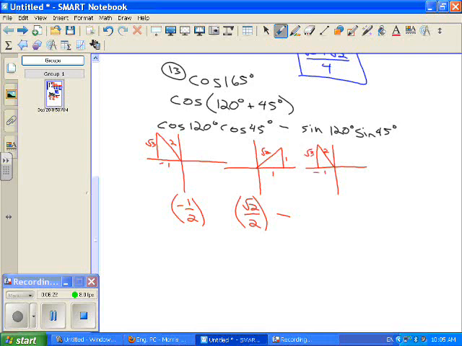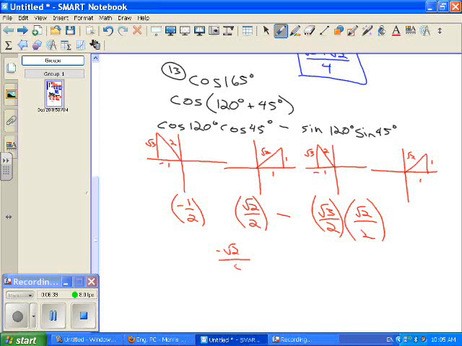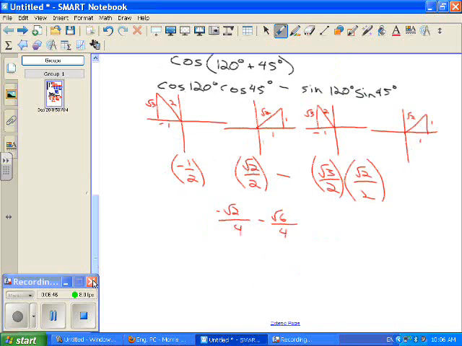Sine is opposite over hypotenuse, so that's square root of 3 over 2. And sine of 45, again, I'm going to get a square root of 2 over 2. All right, so when I multiply these two together, I'm going to get negative 1 times square root of 2 is negative square root of 2 over 4 minus square root of 6 over 4. They have the same denominator, so I get a negative square root of 2 minus square root of 6 all over 4.